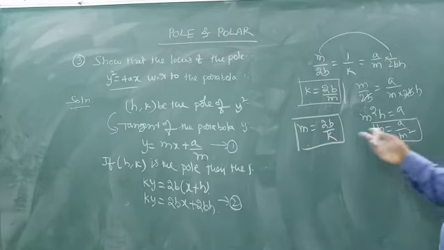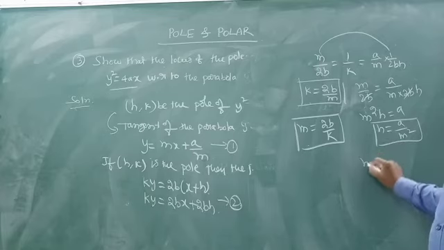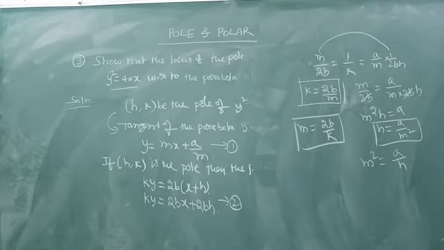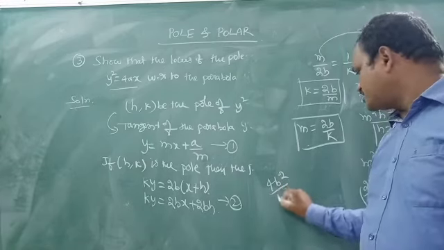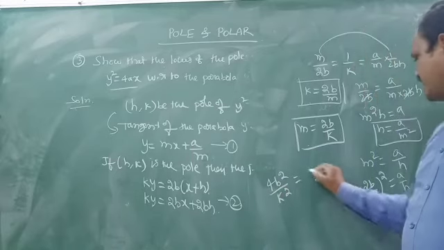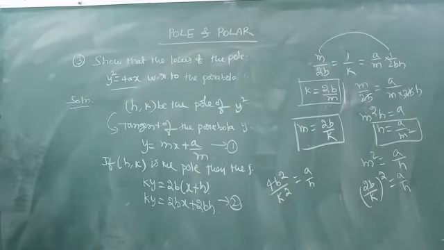Now m is 2b by k. Let us substitute this. From this equation we have got m square is equal to a by h, right? M square is equal to a by h. M is what we have got, 2b by k. So 2b by k whole square is equal to a by h, right? Now let us try to simplify this, my dear students. What we are going to get is 4b square by k square equal to a by h, right? 4b square by k square is equal to a by h, we have got here.